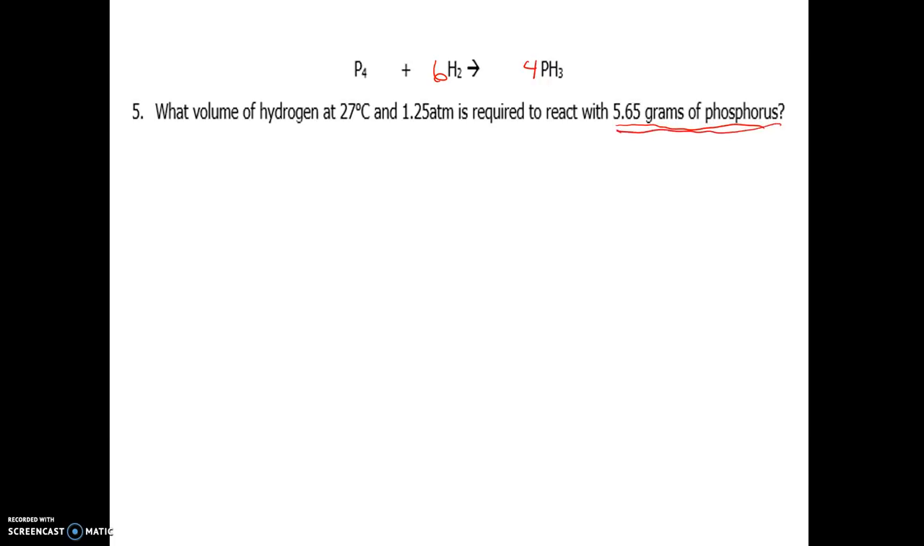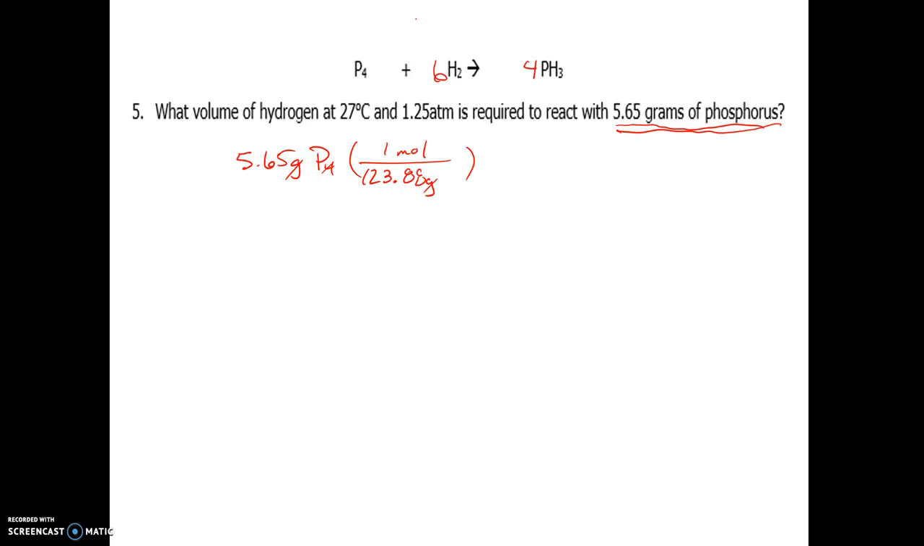So one of the things we want to start with is 5.65 grams of phosphorus, or P4, and we want to convert this to our number of moles. Now, when we do that, we should have 1 mole over our molar mass, but remember, since it's phosphorus 4, we actually have to multiply the value we get from the periodic table by 4. And so that gives us 123.88 grams.